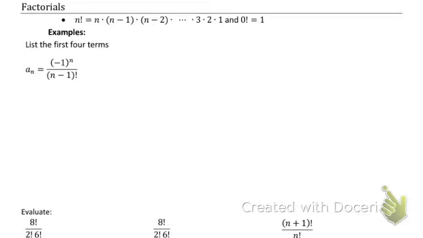You have to know that fact because there's no way to figure it out. You'll have your calculator, so you can always go 0 factorial and just double check. But 0 factorial equals 1 is an important concept in the factorial section.